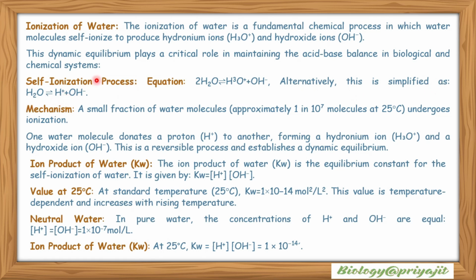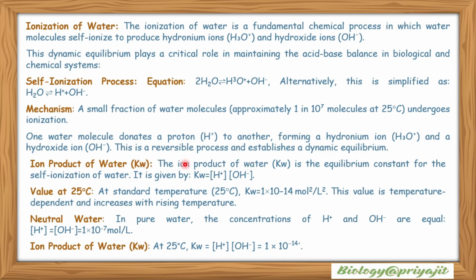So the mechanism: a small fraction of water molecules, approximately 1 in 10 to the 7 molecules at 25 degrees Celsius, undergoes ionization. One water molecule donates a proton to another, forming a hydronium ion, that is H3O+, and a hydroxide ion, that is OH-. This is a reversible process and establishes a dynamic equilibrium.